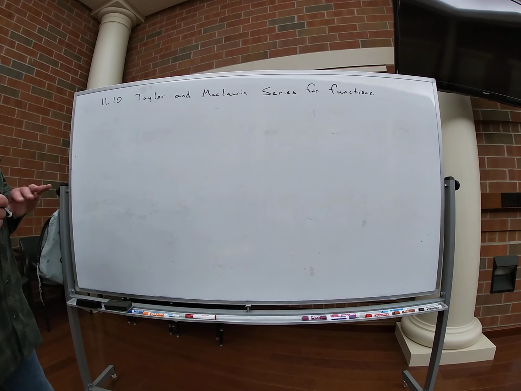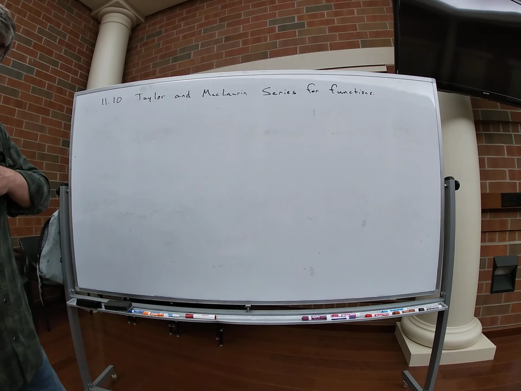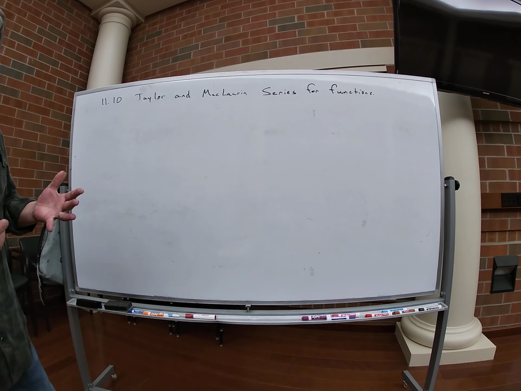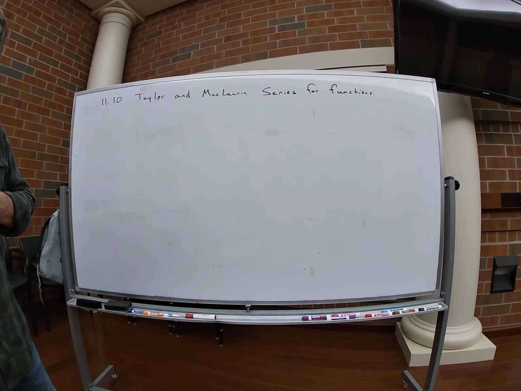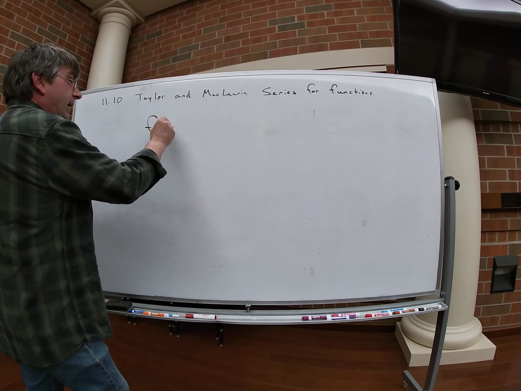But let's take a look at 1110. So basically this is saying, okay, let's start with a function. Let's go the other way. Rather than start with a power series and see what function it is, let's start with a function and see if we can come up with a power series for it. Okay. So I'm going to take an arbitrary function f of x.